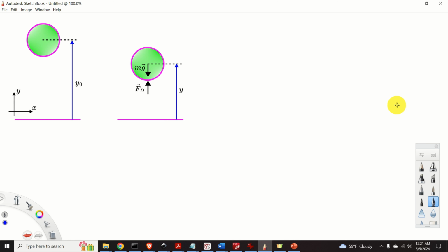The first step is to construct a free body diagram of this system. The free body diagram is given over here. mg is the gravity force and Fd is the aerodynamic drag force. The next step is to derive the dynamics of this system. We start from Newton's second law. We can write mass of the ball times the acceleration of the ball is equal to the sum of all the forces acting on the ball.